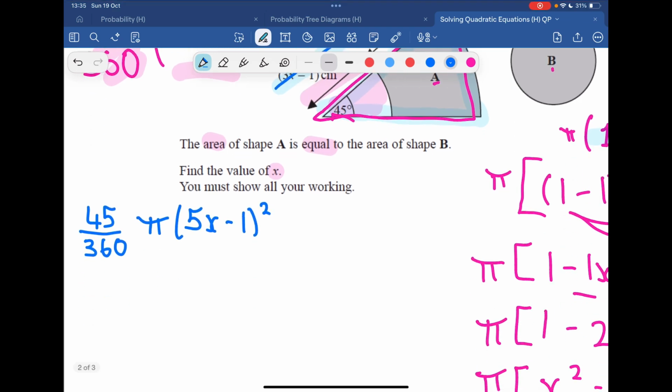Again, we just need to be careful. I'm going to leave all these outside for now. We don't really need to worry about these. And we're going to multiply this whole bracket by itself, so by another whole bracket.